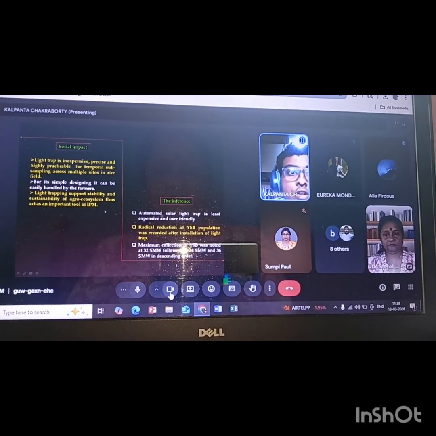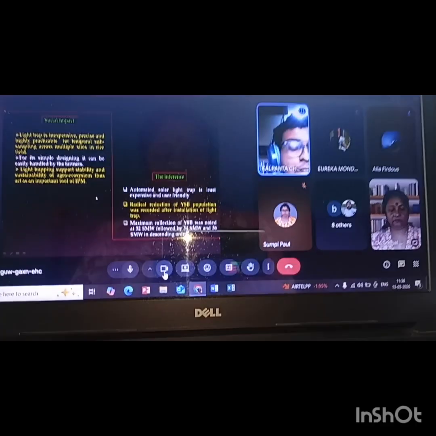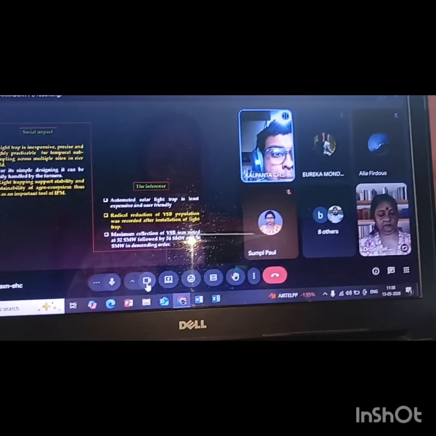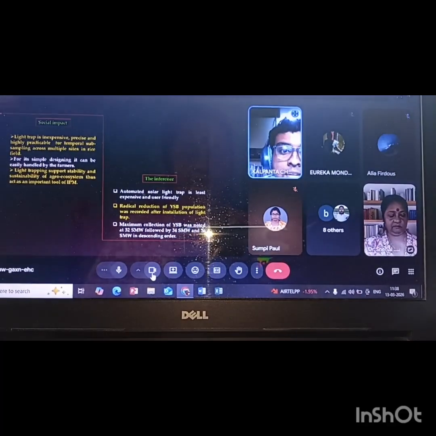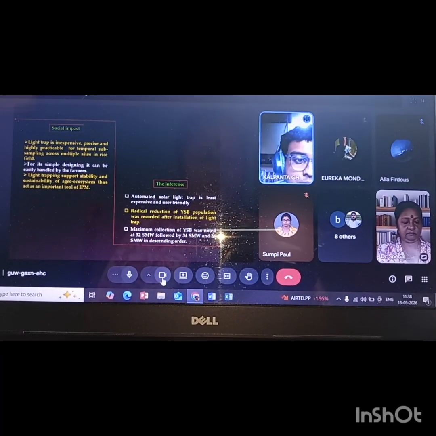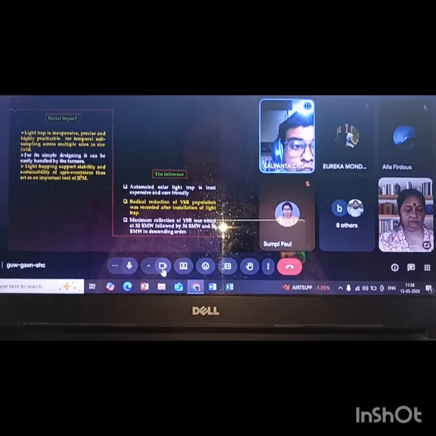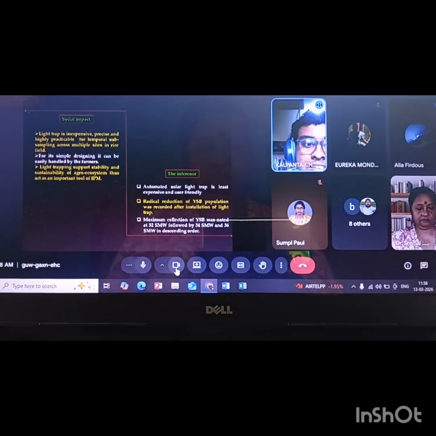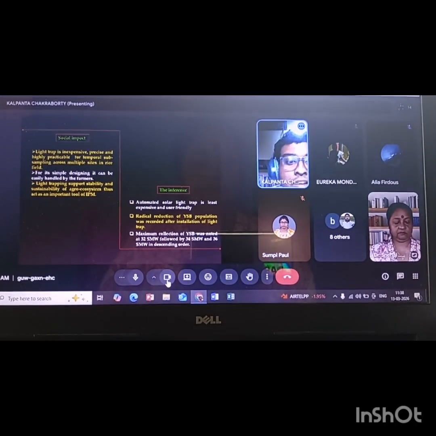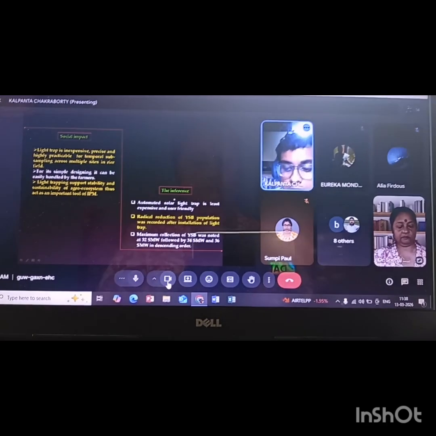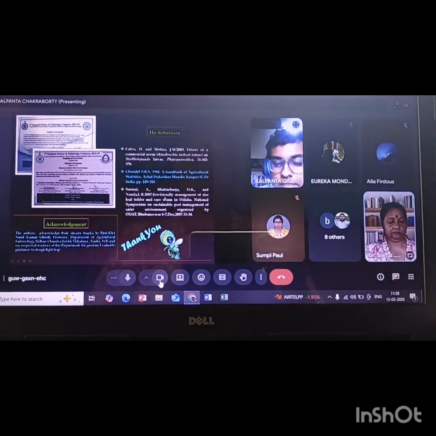The social impact was that the light trap is inexpensive, precise, and highly practicable for temporal subsampling across multiple sites in rice fields. Because of its simple design, it can be easily handled by farmers, and it is very light also. Light trapping supports stability and sustainability of the agro-ecosystem, thus acting as an important tool of IPM. And this is all, ma'am.